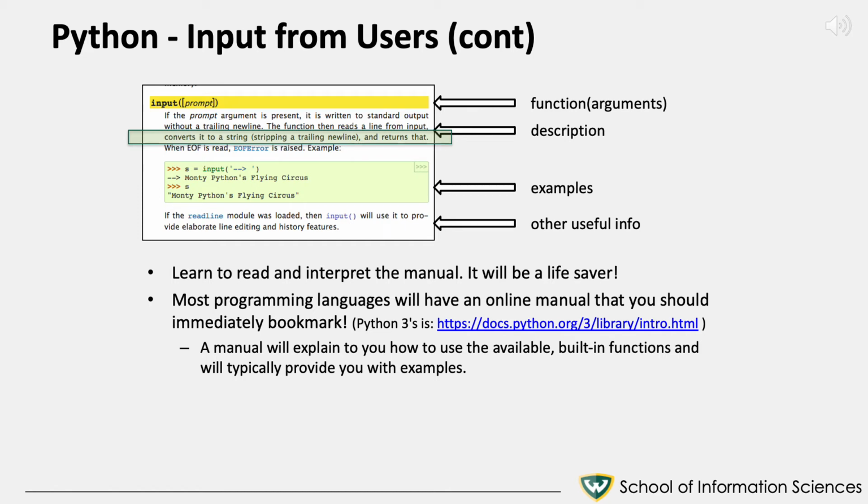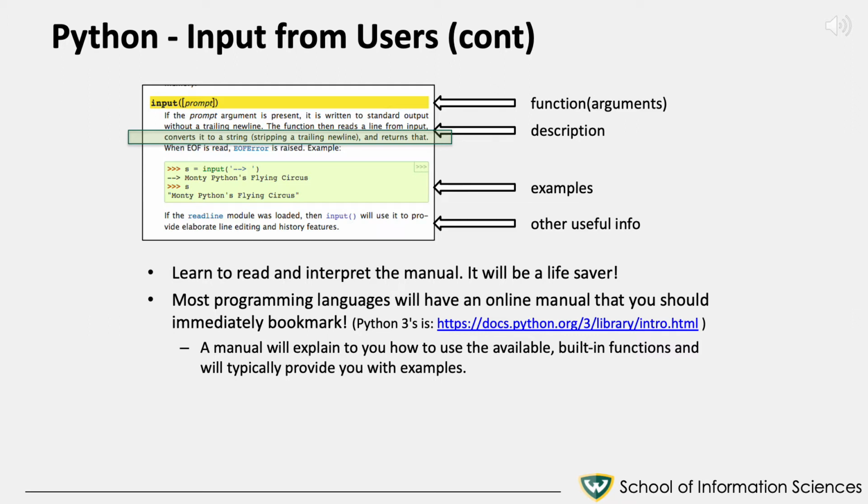What will you see? You will see what's on the screen. Input, parentheses, prompt, close parentheses. This is the name of the function and the arguments expected. Next, you'll see a little paragraph. This is the description of what this built-in function does.